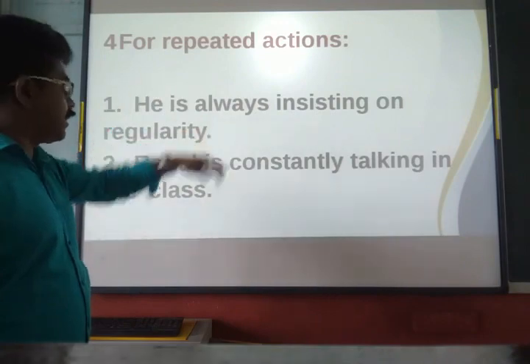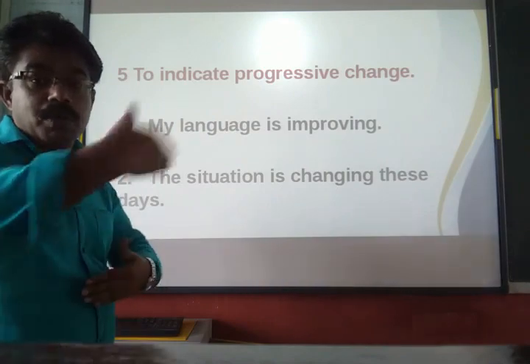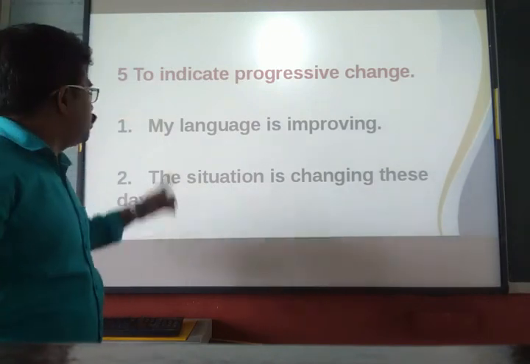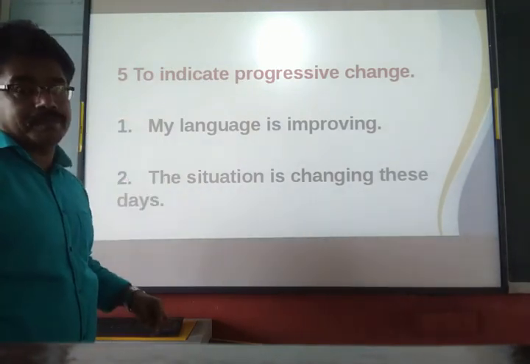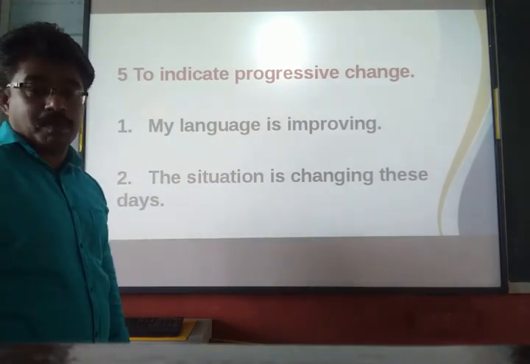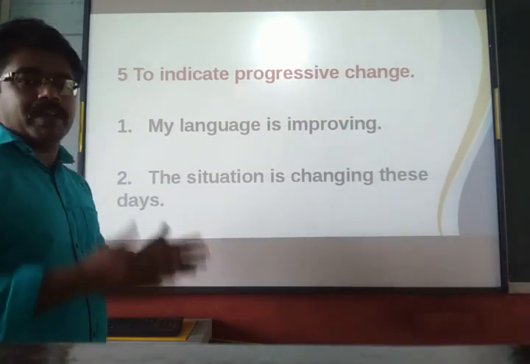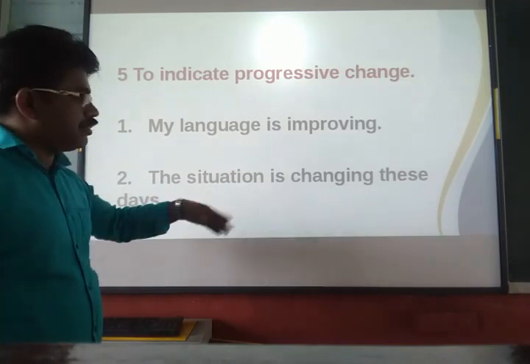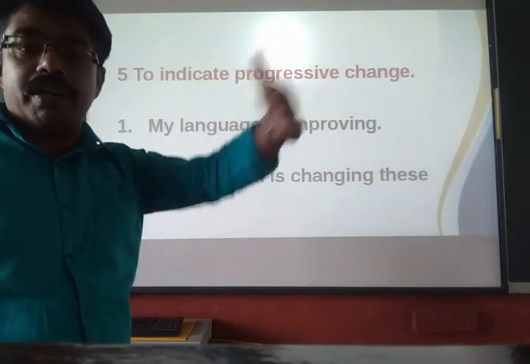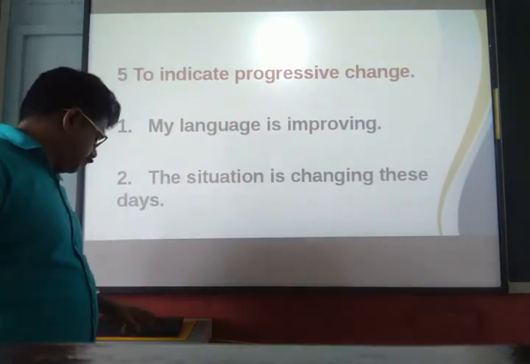We said repeated actions. Next, to indicate progressive change, something going ahead, moving from one place to another, we use it. My language is improving. The situation is changing these days. We know what the situation is. It is changing, it is improving. The condition is becoming better. So the situation is changing these days. This also indicates a progressive change, moving from one state to another. Movement is indicated, so we can use the present continuous tense.